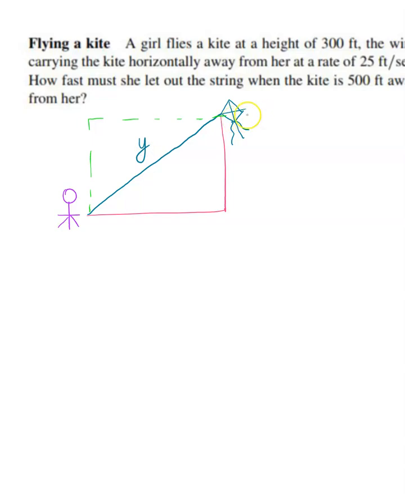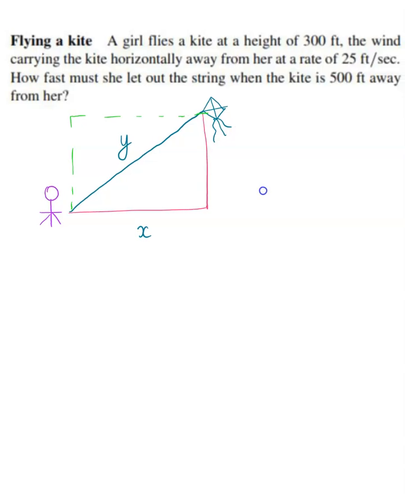Now we're told, how fast must she let out the string when the kite is 500 feet away from her? Okay. So I'm going to call these x, y, and we know that the girl flies a kite at a height of 300 feet, so that is fixed for us. So that's 300 feet.